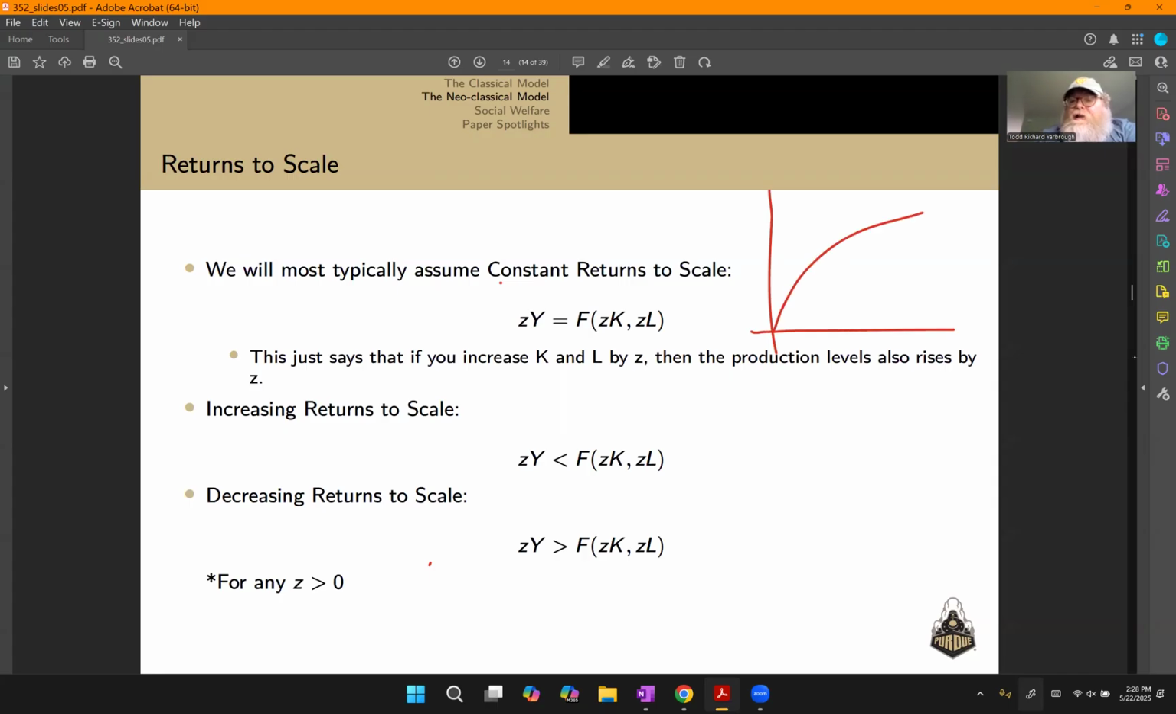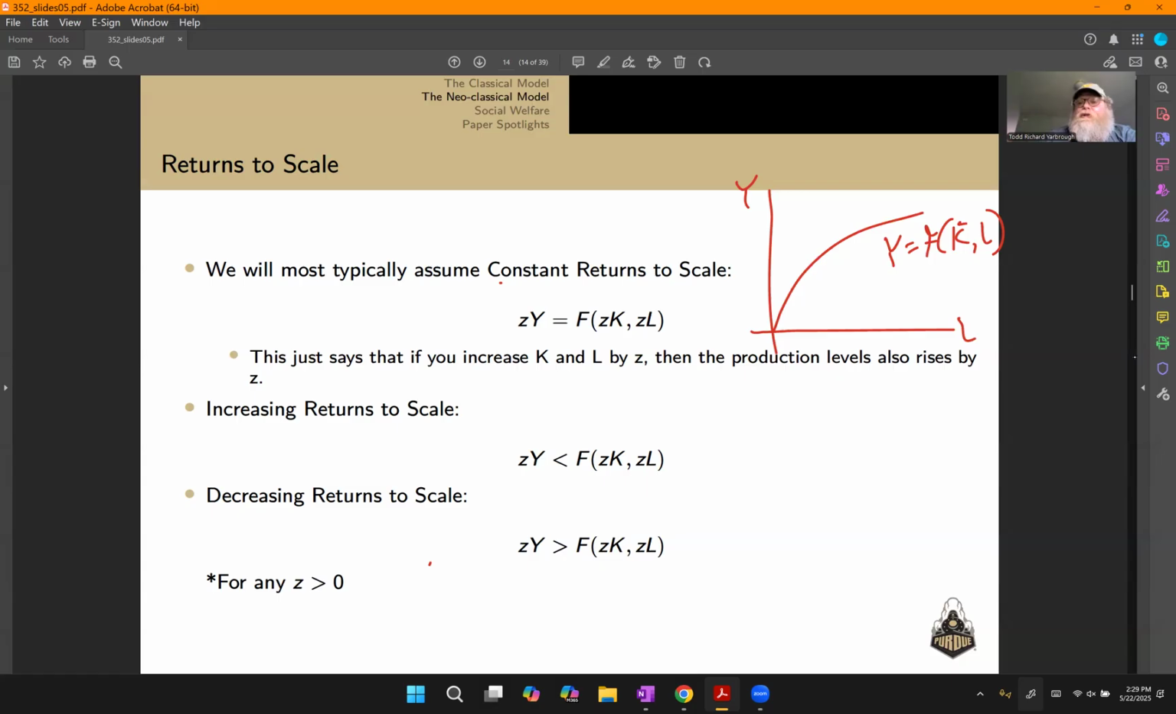So if we have labor here, we have output here, and then we have a production function, which maybe has fixed capital, K bar, and then labor. And so, that's your production function. So scale just means if I increase capital and labor, how much does my output change?